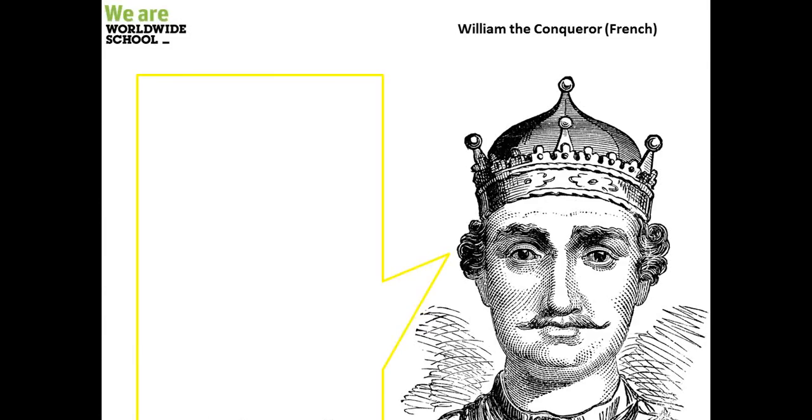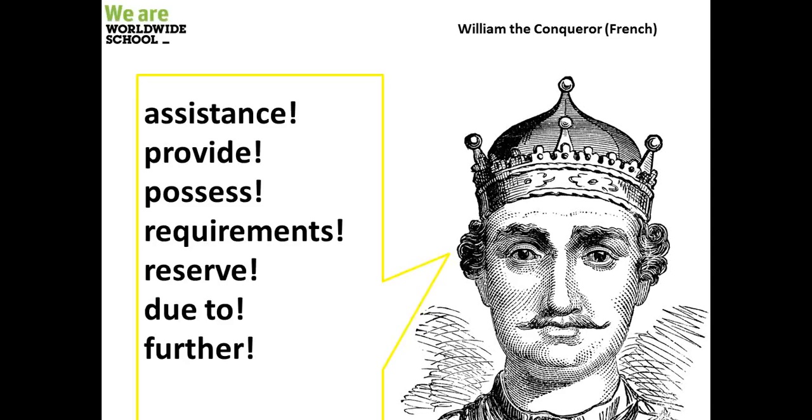And the king who won, he was later called William the Conqueror. He was French. He spoke French. Well, actually, he was Norman, but he spoke kind of French, let's say. And what he said was that from now on, you will speak the French language. So no more Old English.